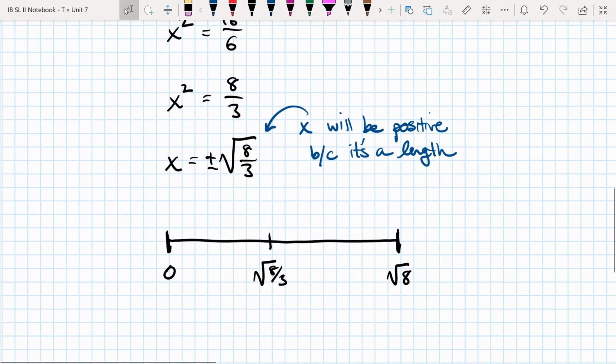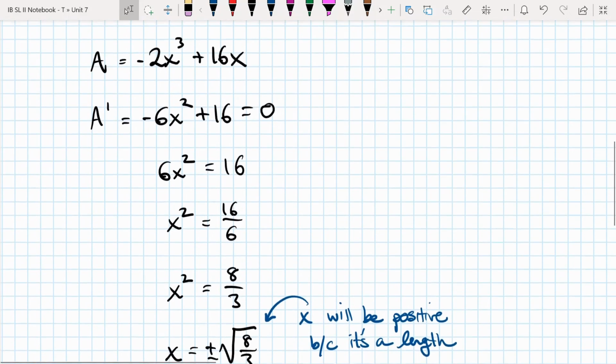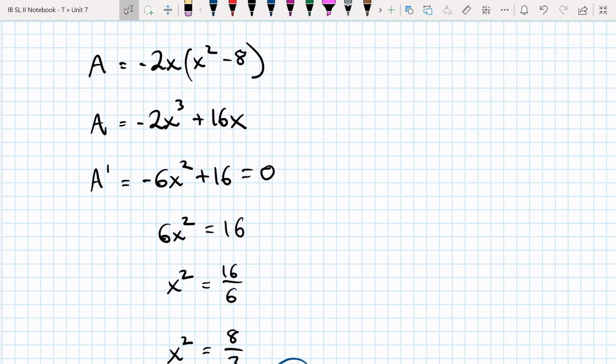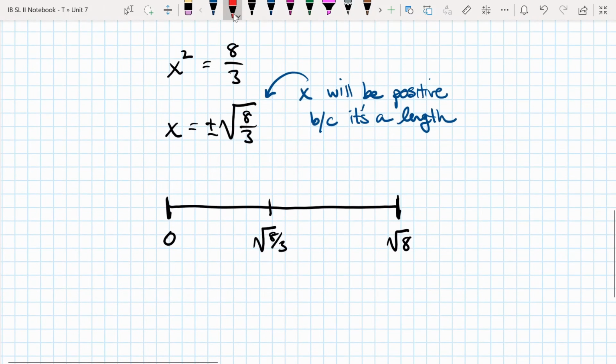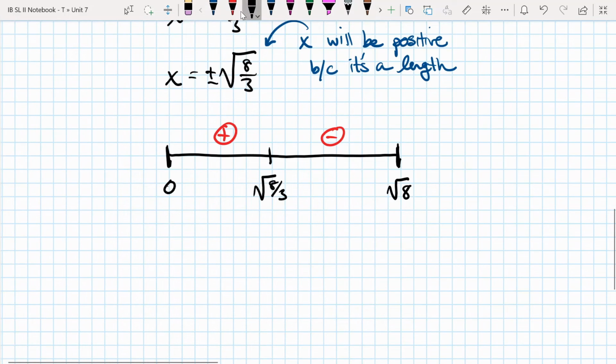Okay, and if we take a value that is between 0 and root 8 over 3, let's take a very small fraction, like let's say positive 1/4. That is going to give us a positive value here if we plug it into the derivative. So this right here is positive, and then this will be negative. So because the derivative, A prime, goes from a positive value to a negative value across the critical point, that critical point represents a maximum.